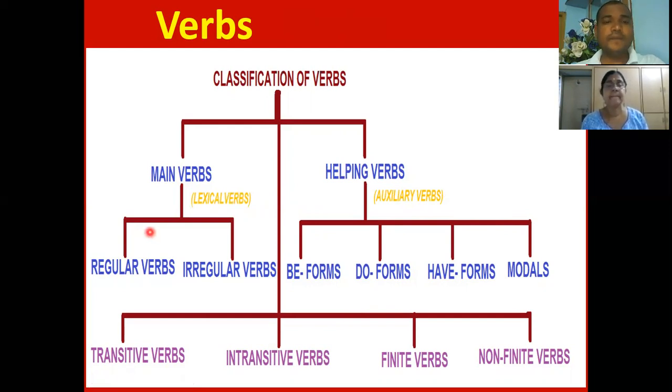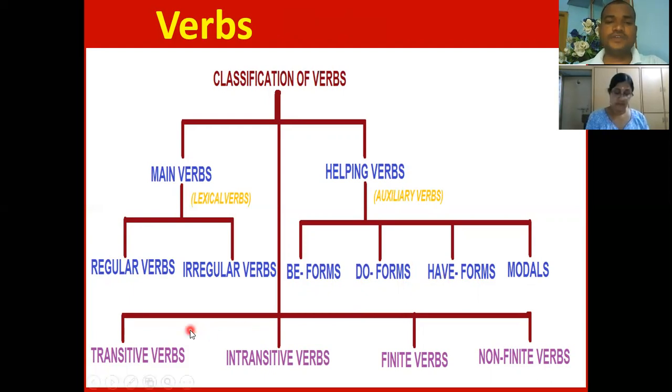Main verbs are again divided into two more types, regular verbs and irregular verbs. Helping verbs are again divided into be forms, do forms, have forms, and modals. So, this is the general classification we need so far.